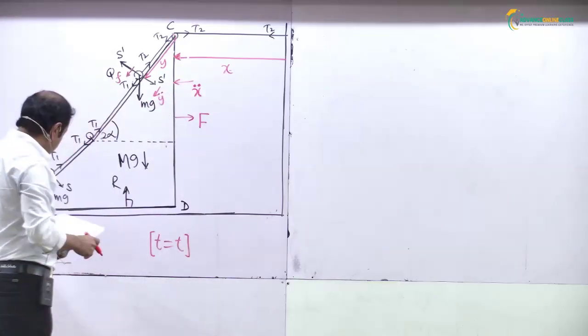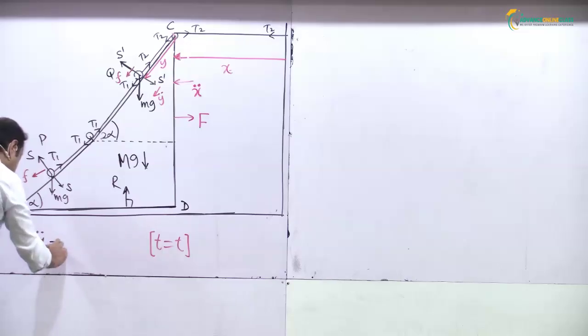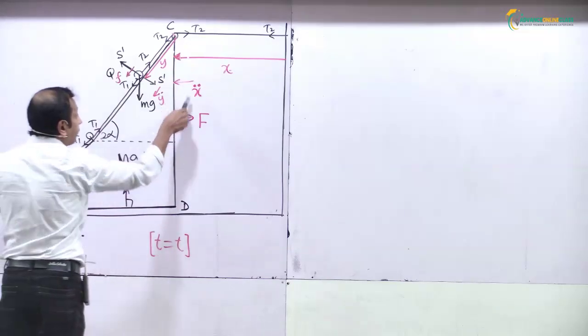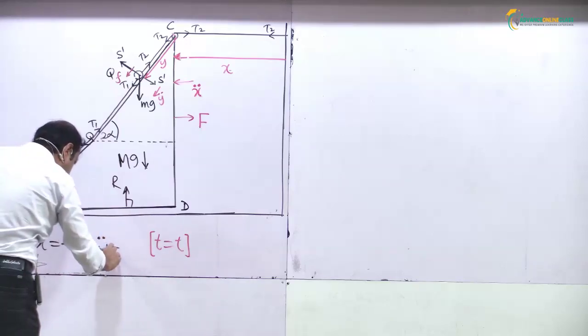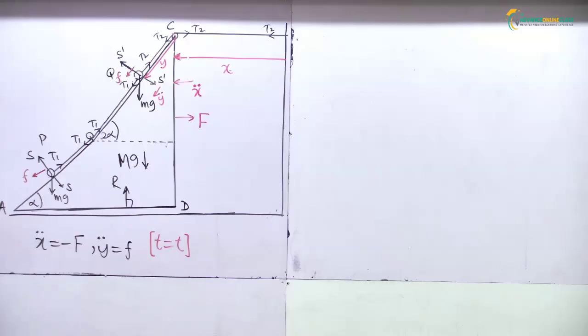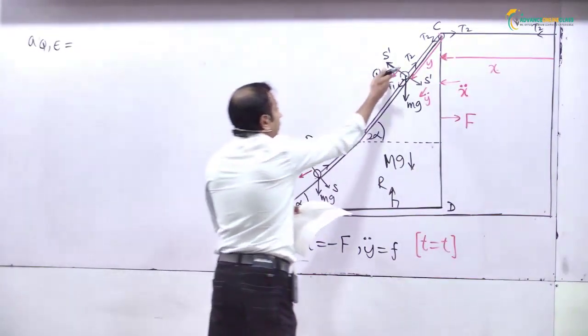Okay. Then you can see there, x double dot is equal to minus f. Correct, no? X double dot is equal to minus f. Y double dot is equal to f. Expression of Q, acceleration of Q relative to Earth. Q has two expressions: f this way, capital F this way.